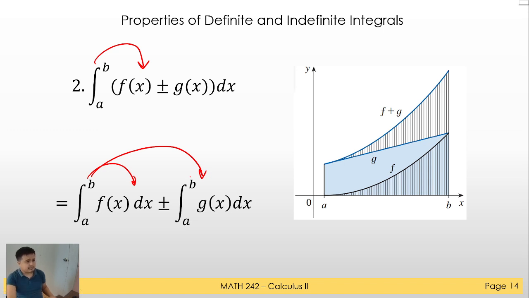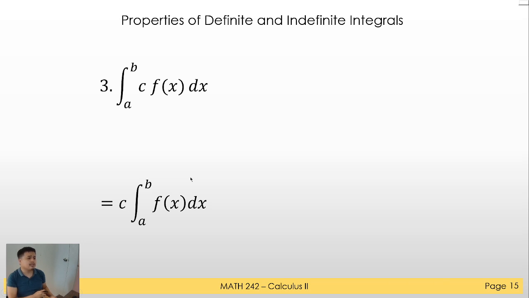Alright? Okay, another property. If we have a constant times a function, we don't have a graphical representation now, but we could factor out the c.